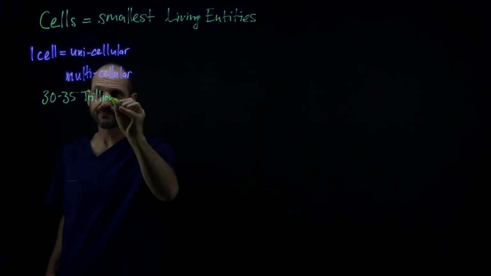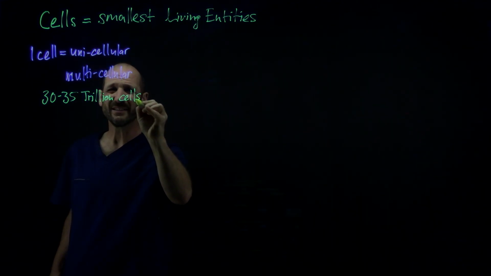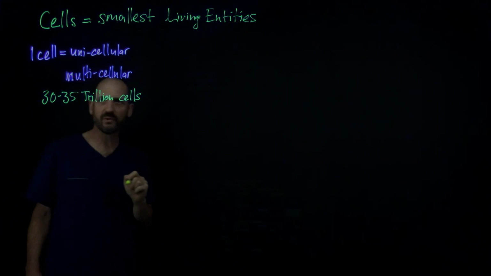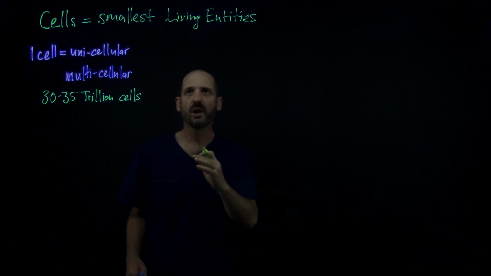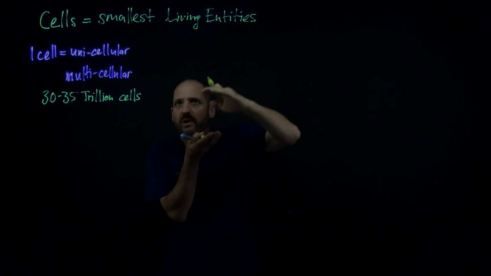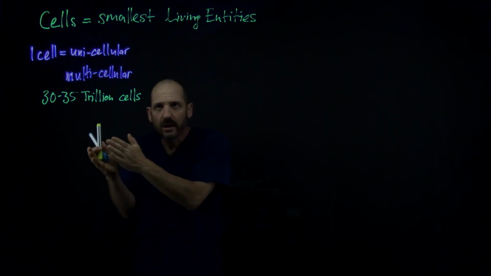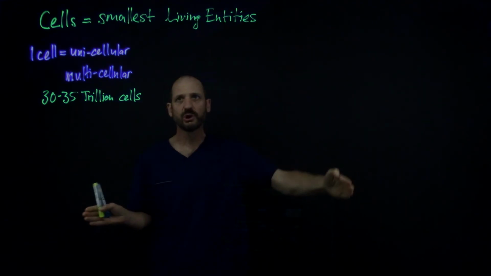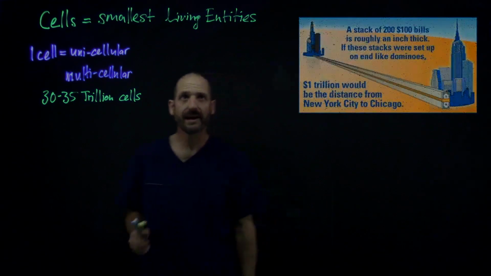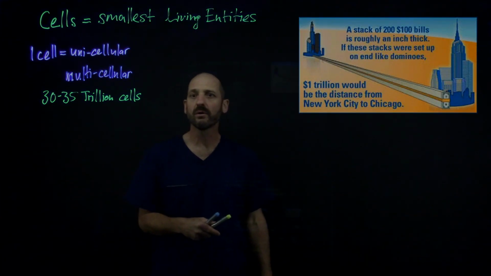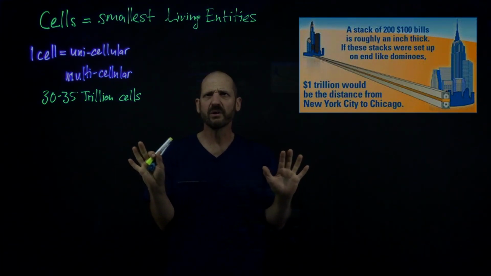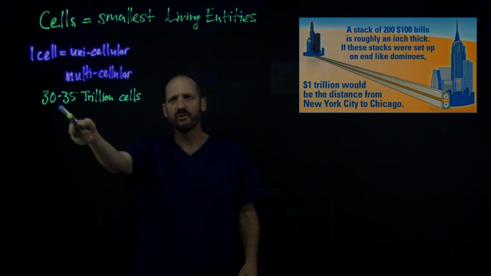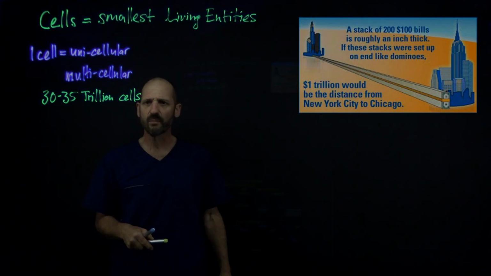Now, how much is a trillion? That's a big number. If we want $1 trillion, we're gonna take $100 bills and stack them on top of one another, 200 of them make an inch, and go all the way from New York to Chicago. And that gives us $1 trillion. That's a very big number. I don't really understand that. And we have 30 to 35 of those trillions of cells in our body.